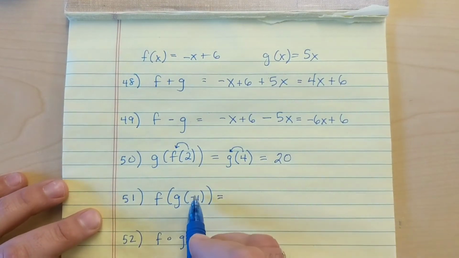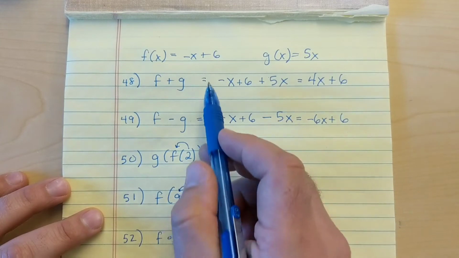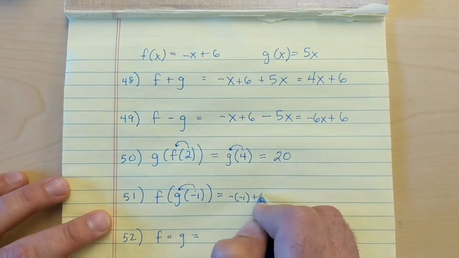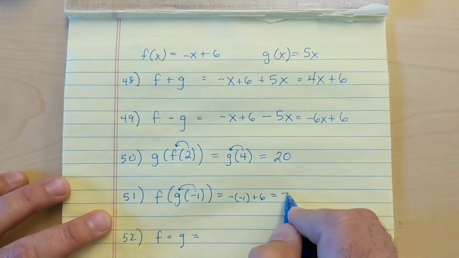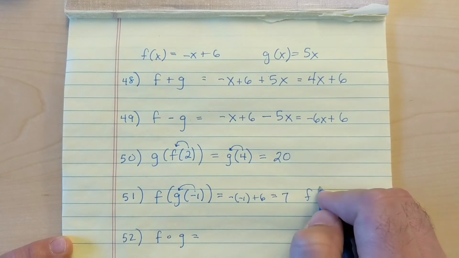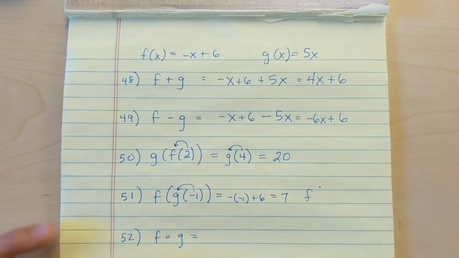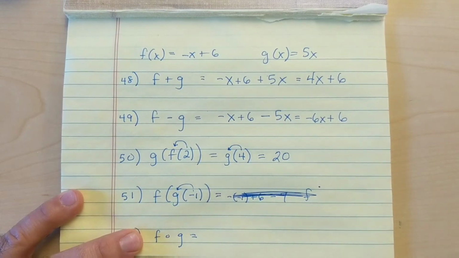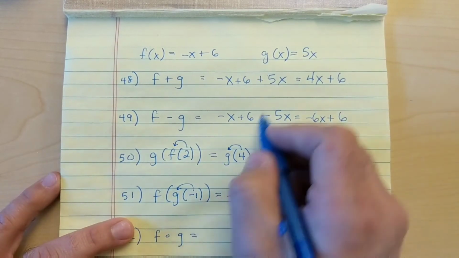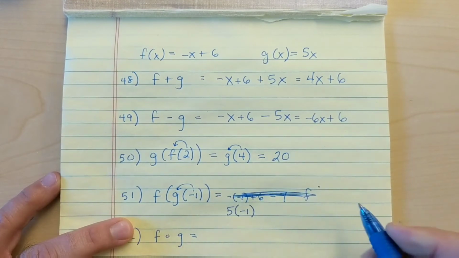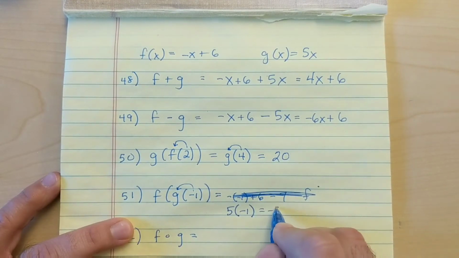You begin by plugging negative 1 into the g function. So it would be the opposite of negative 1 plus 6, which is 7. Then you take 7 and evaluate f. I'm sorry, I did that wrong. Let me redo that one. That one should have been, we're supposed to plug it into g first. There we go. So you're supposed to do 5 times negative 1 and get negative 5.